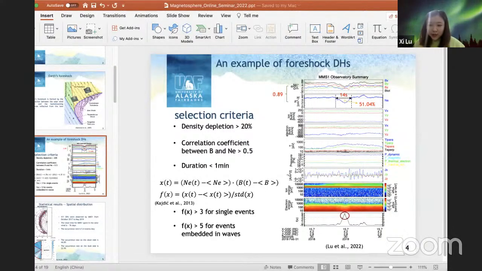Actually, we tried to answer this question in our statistical study, but we had a problem here because the ion temperature measured by MMS is not that accurate because it includes the foreshock ions temperature. So it's difficult to answer whether all of them are pressure balanced or not. But for this event, it looks like the pressures do not have much change.